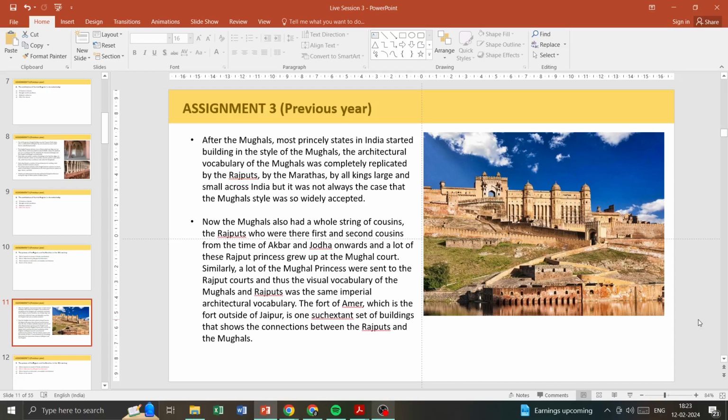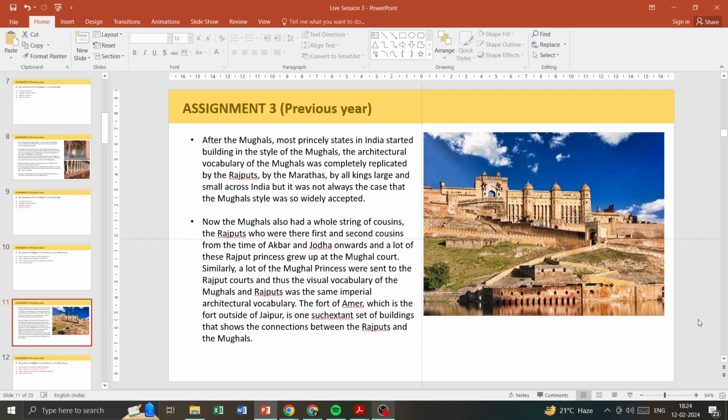But it was not accepted by all the princely states or all the kings. However, Rajputs and Marathas are known to have accepted the Mughal architectural style in their architecture too. So, Mughals also had a whole string of cousins, the Rajputs, who were their first and second cousins from the time of Akbar and Jodha onwards, and a lot of these Rajput princes grew up in the Mughal court. Similarly, a lot of Mughal princes were sent to the Rajput courts, and thus the visual vocabulary of the Mughals and Rajputs was the same imperial architectural vocabulary.